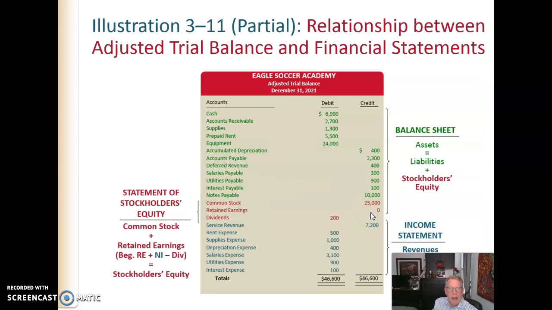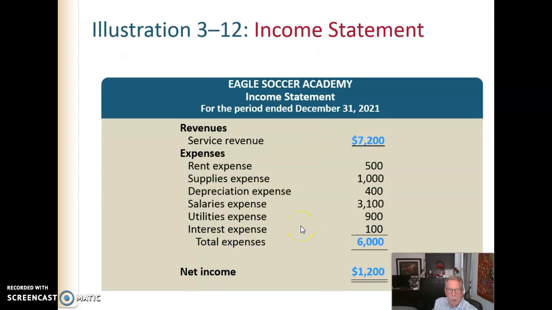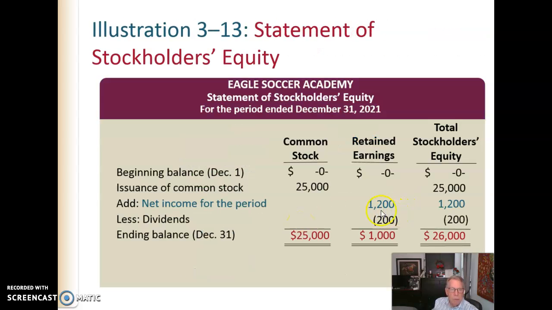So if I go back here, you'll see that we had some dividends here in the stockholders' equity section. So what we do then is we subtract those dividends from our beginning retained earnings as well, and our ending balance is $1,000 of retained earnings. Plus our common stock, that all adds across to total stockholders' equity.